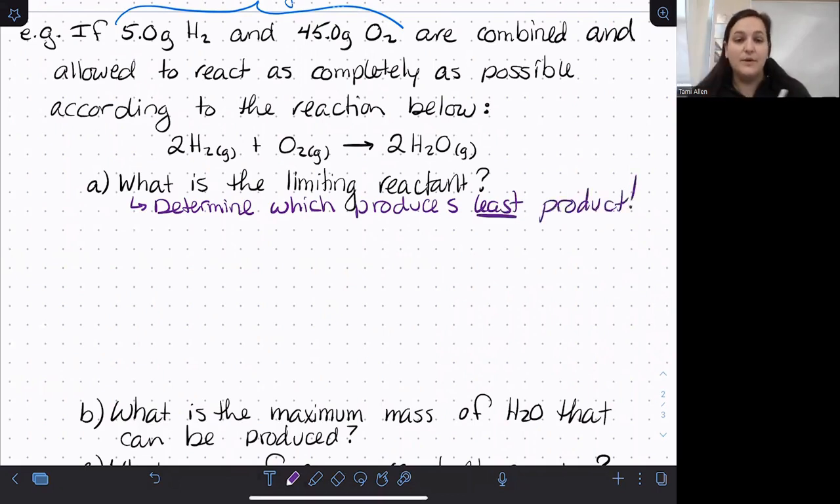So this is going to be exactly like what we were doing in the last video of figuring out how much product can I produce from a particular amount of reactant. We're just doing it twice. We're doing it once for each of our reactants.